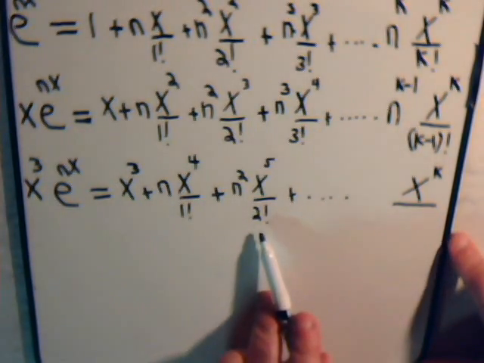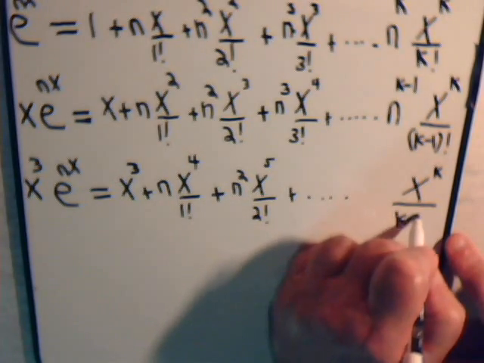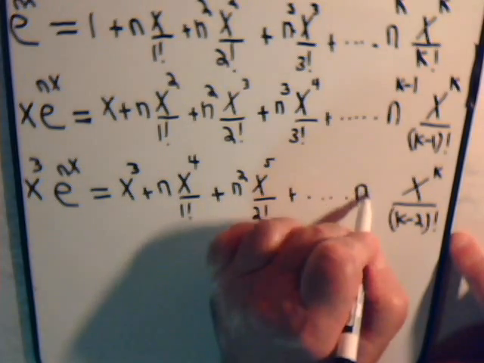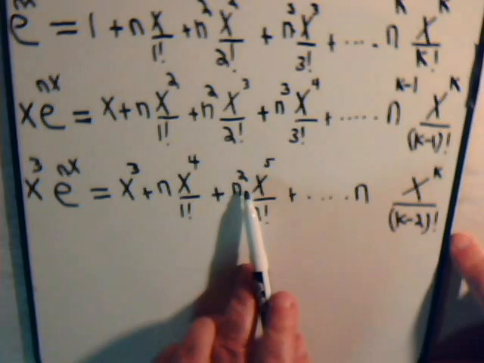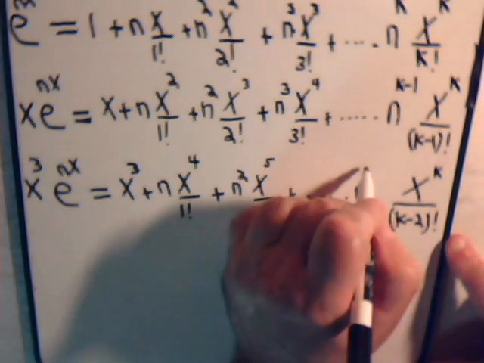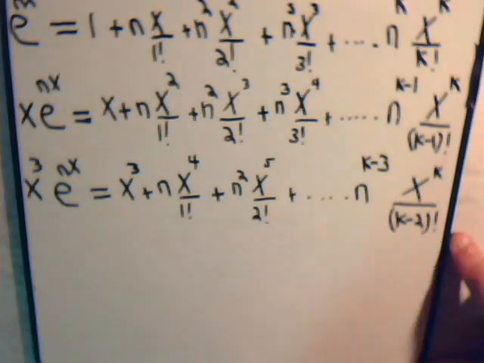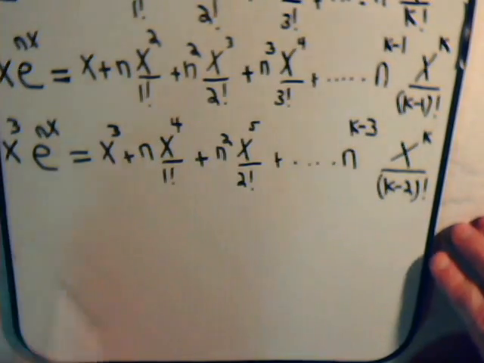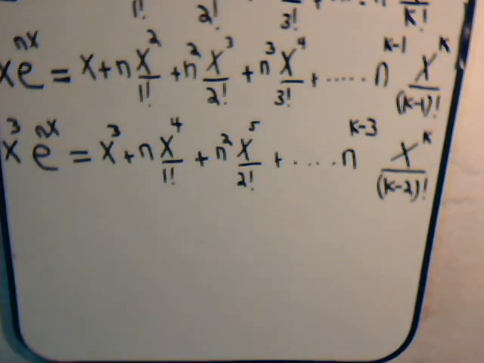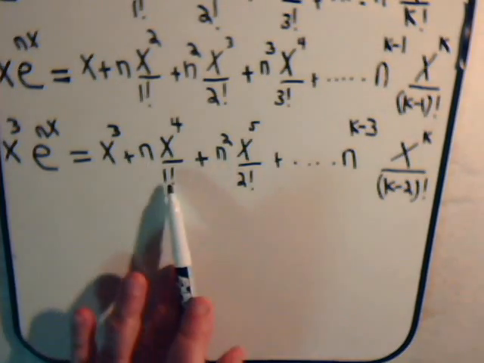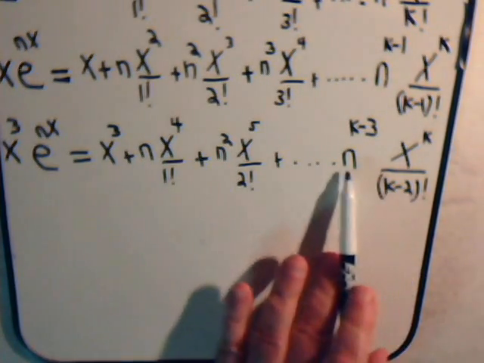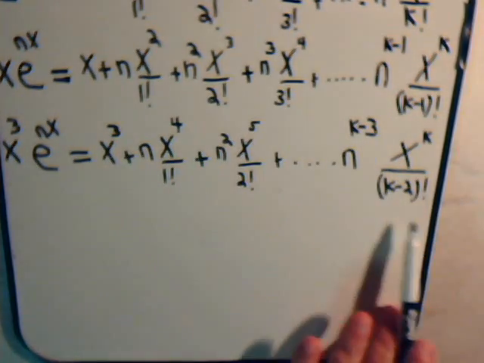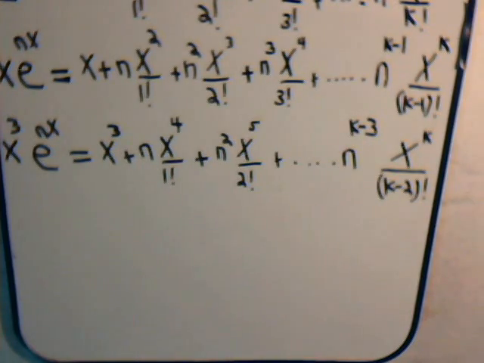This is 5, this is 2 factorial, so this would be k minus 2 factorial, times n. This is 5, this is 2, so this is going to be n to the k minus 3. So, if we have this as our generating function, or part of our generating function, we know that in the series, the terms are going to have this general form right here: n to the k minus 3 times x to the k divided by k minus 2 factorial.